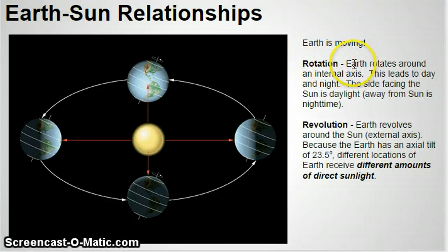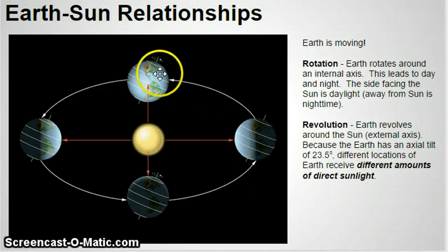When we talk about rotation, the Earth rotates around an internal axis. This leads to day and night. The side facing the Sun is daylight. In a way, the other side would be nighttime. A revolution: the Earth revolves around the Sun. This is an external axis. Because the Earth has an axial tilt of 23.5 degrees, different locations of Earth receive different amounts of direct sunlight.